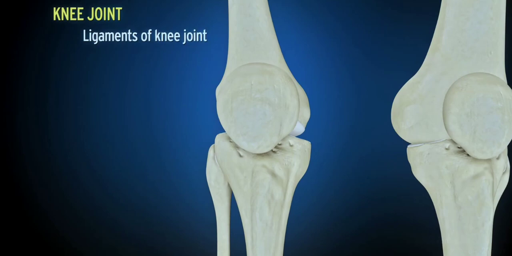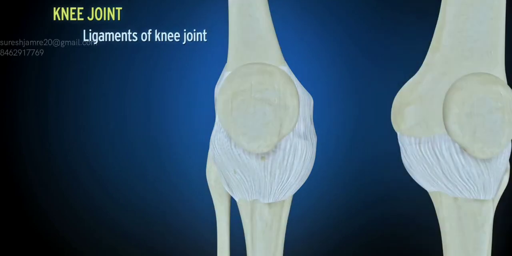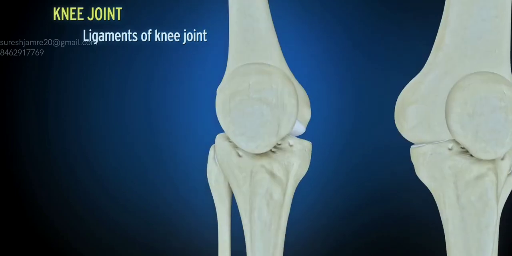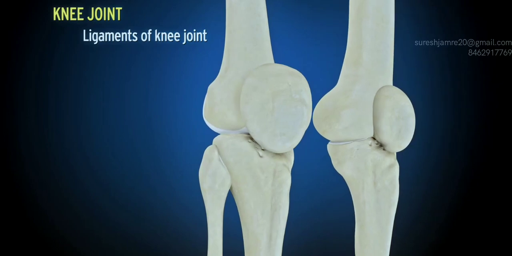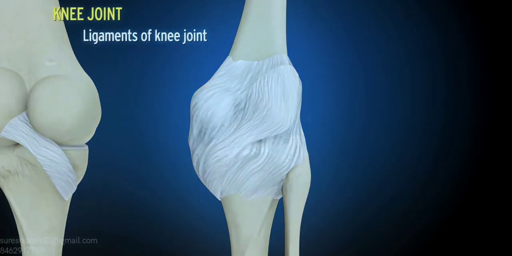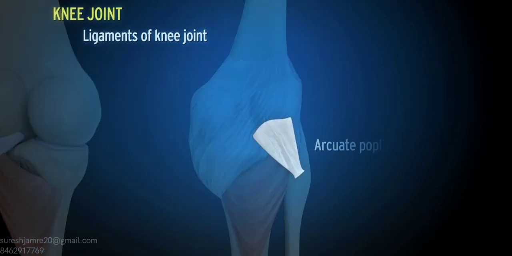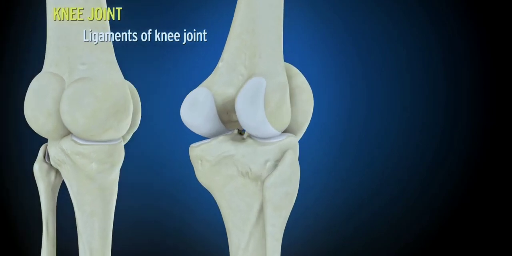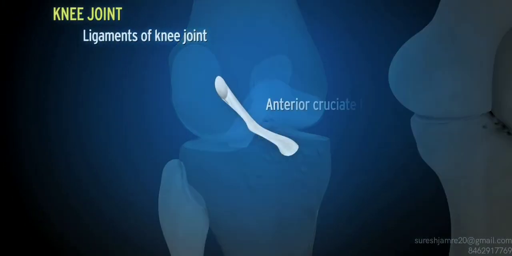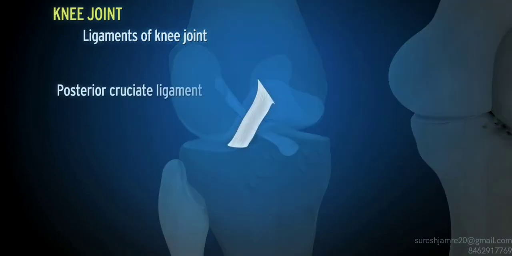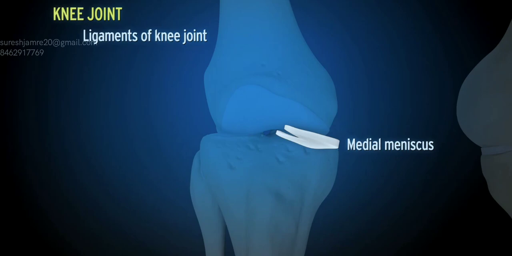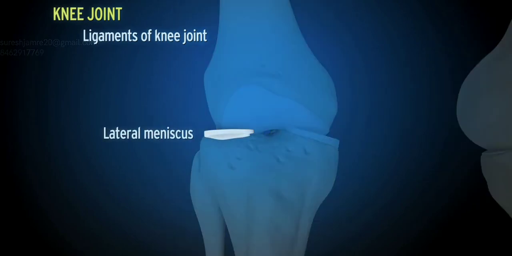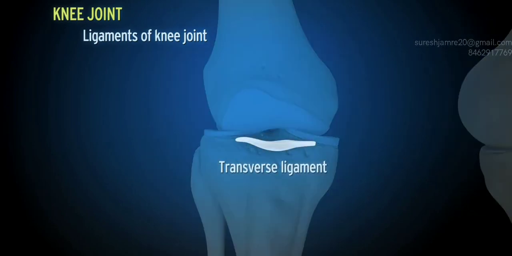Ligaments of knee joint. Fibrous capsule, ligamentum patellae, tibial collateral ligament, fibular collateral ligament, oblique popliteal ligament, arcuate popliteal ligament, anterior cruciate ligament, posterior cruciate ligament, medial meniscus, lateral meniscus, transverse ligament.